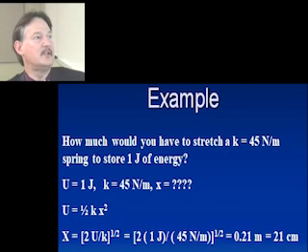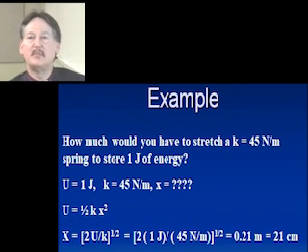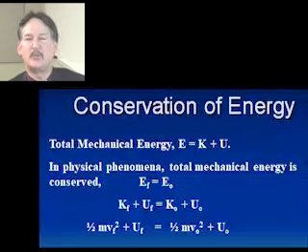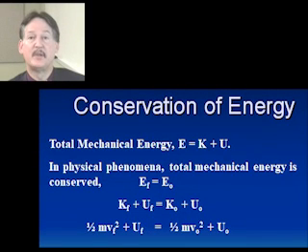So we can rearrange this and solve for x. We get the square root of 2U over k. And notice that plugging in your values, you find 21 centimeters as the amount you would have to stretch this spring in order to store 1 joule. In other words, this is a spring that is stretched by approximately 9 inches, and it will store 1 joule of energy.